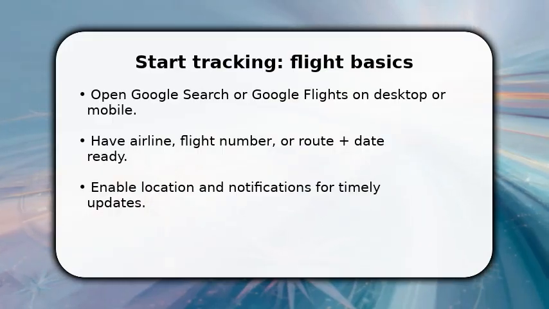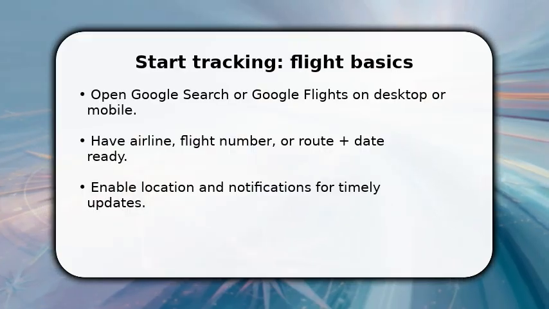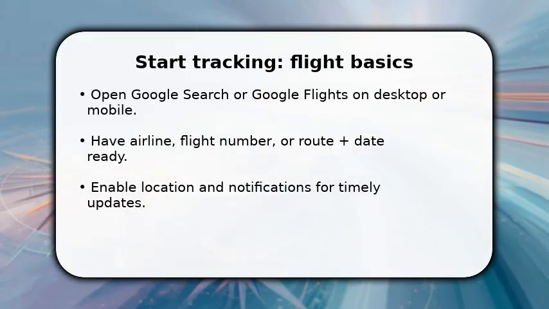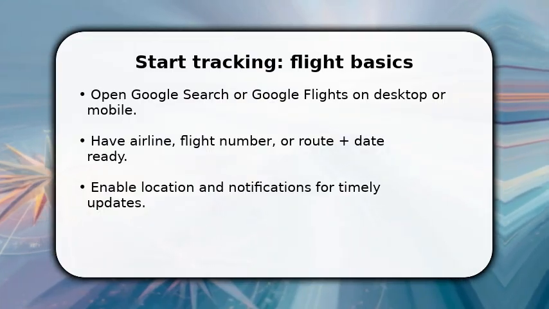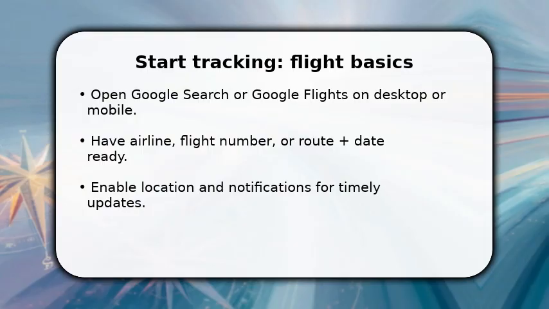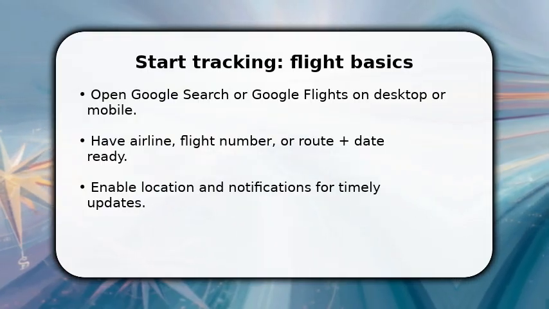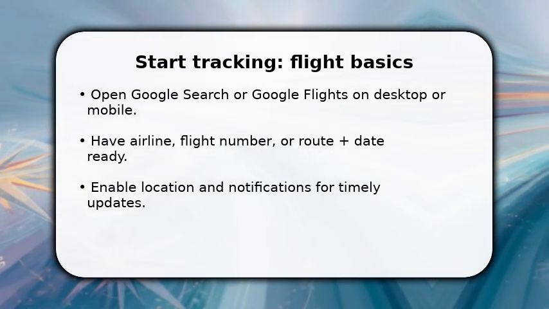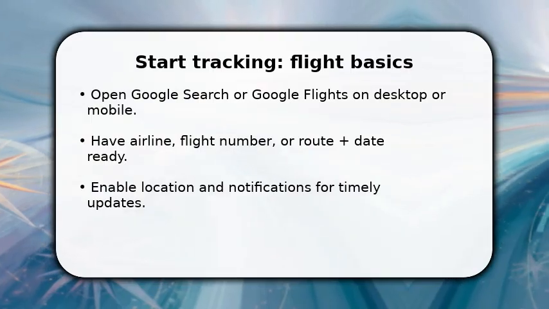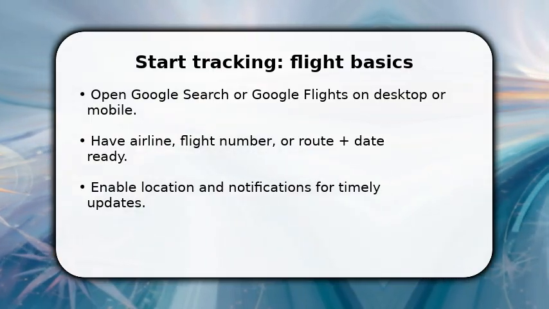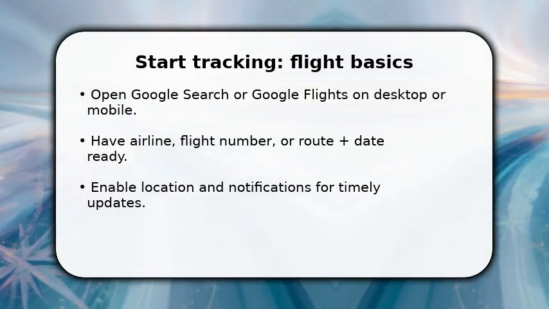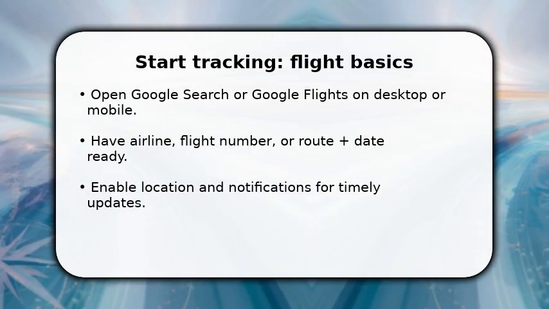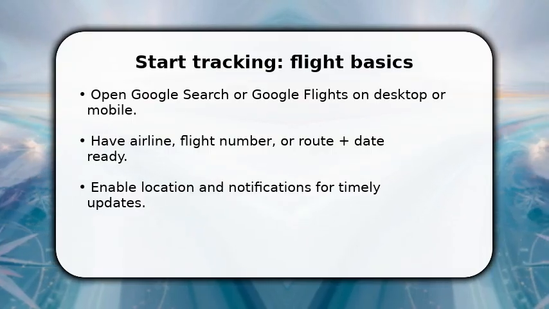You're going to start by opening Google Search or Google Flights and entering the flight number or route. This is the fastest path to live info. Type the airline code and number, or enter origin and destination with date, because Google pulls schedules and status from carriers. Once done, scan the summary at the top for departure, arrival, and terminal gates. Make sure to allow notifications so Google can push delays and gate changes to your device instantly.